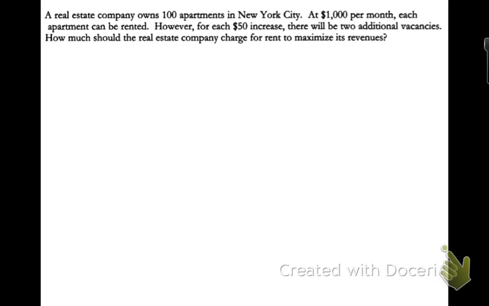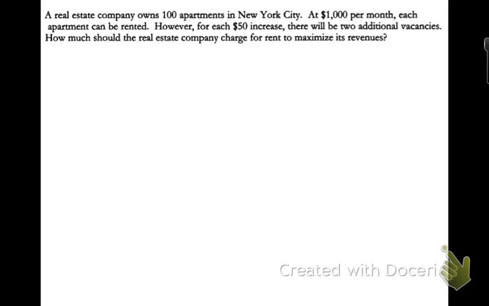Our next optimization problem: there's a real estate company that owns 100 apartments. They can rent them for $1,000 a month. However, for every $50 increase, there will be 2 additional vacancies. How much should they charge to maximize revenue?